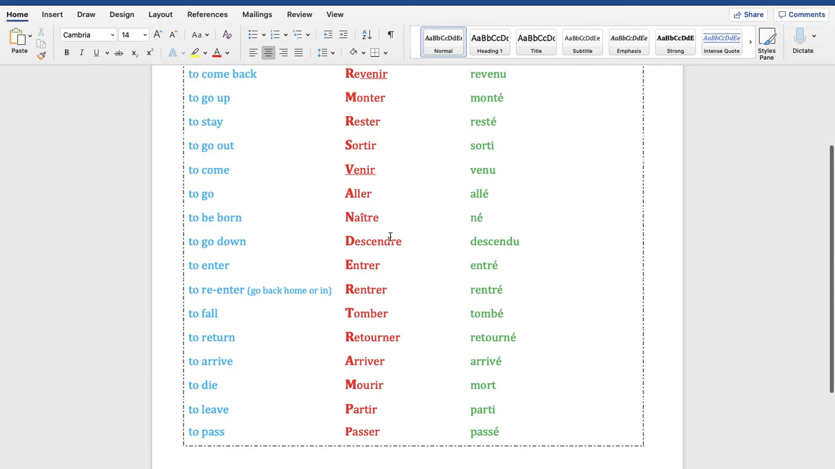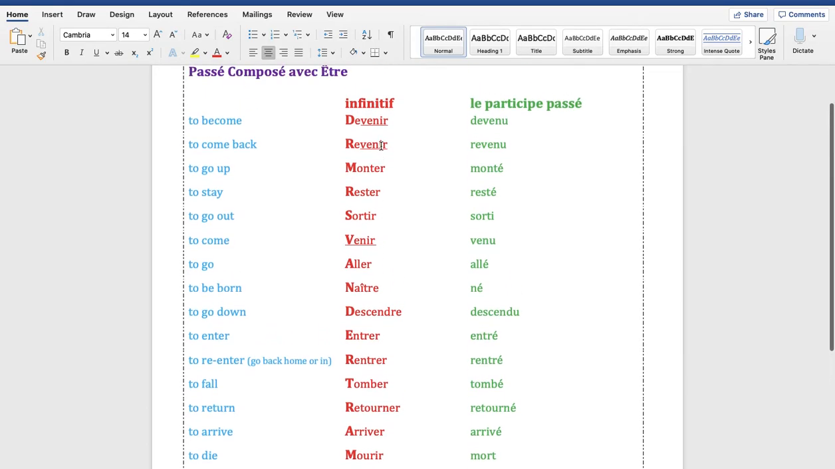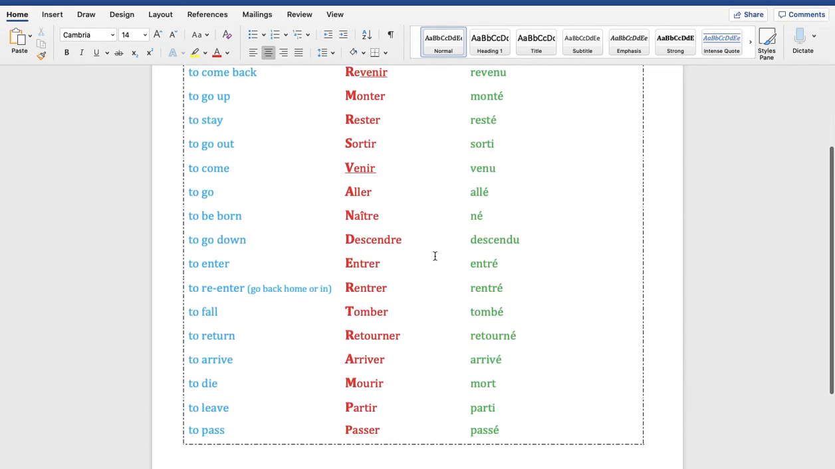Aller. Naître is our next irregular past participle. It's naître, né. So completely different. It doesn't follow a pattern. So that's our fourth irregular if you count devenir and revenir. Then we have descendre. Regular, ends with an RE, so it's a U. Entrer, ends with an ER, so it's an E accent aigu. Rentrer, they look very similar.